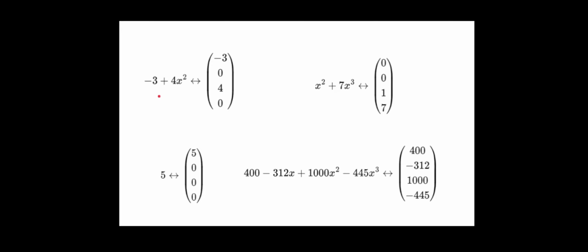Some other functions with their respective vector representations. So negative 3 plus 4x squared is negative 3, 0, 4, 0. x squared plus 7x cubed is 0, 0, 1, 7. Just 5 would be 5, 0, 0, 0. And you're not really limited to these tiny numbers that I'm using up here. You can go ahead and use any real numbers or even complex numbers for that matter.